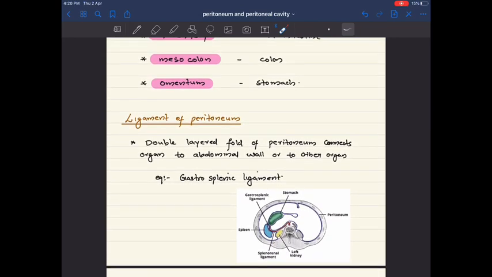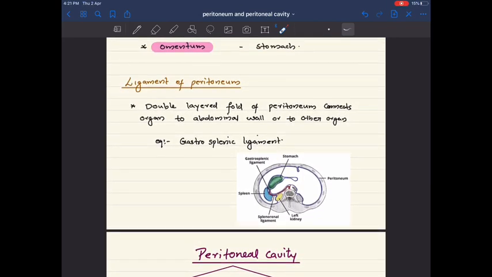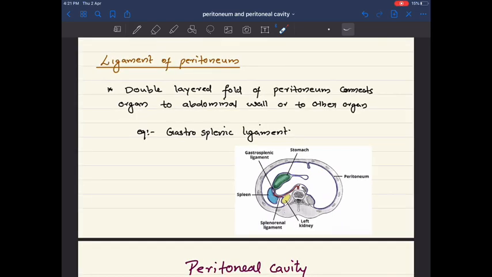So next is ligaments of peritoneum. What is ligaments of peritoneum? Okay, ligaments of peritoneum are double layer of peritoneal fold that connects organ to abdominal wall or to other organs. Peritoneal fold, we have discussed that from this abdomen it connects an organ. So ligament is double layered, which either connects to abdominal wall or which connects two organs.